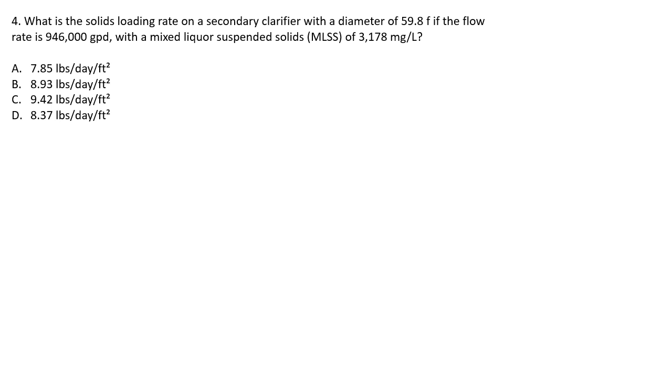Question 4. What is the solids loading rate on a secondary clarifier with a diameter of 59.8 feet if the flow rate is 946,000 gallons per day with a mixed liquor suspended solids of 3,178 milligrams per liter? Is it A, 7.8 pounds per day per square foot, B, 8.93 pounds per day per square foot, C, 9.42 pounds per day per square foot, or D, 8.37 pounds per day per square foot?